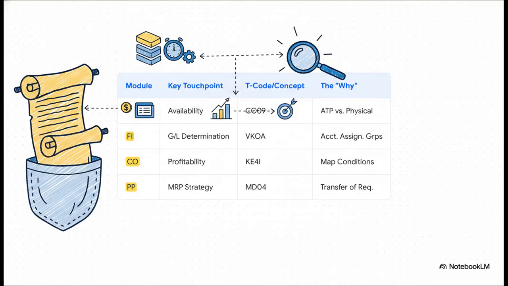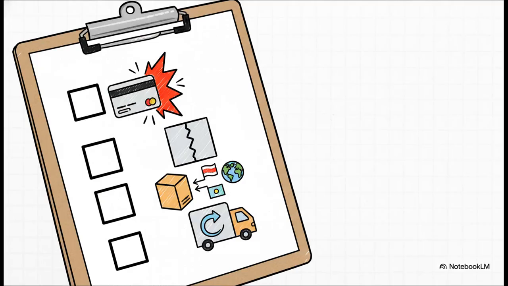So here you go. This is the Integration Experts Cheat Sheet. I wanted to give you something you can actually use. This table sums up the most critical spots. It's all about that ATP check in CO9. FI, you go straight to VKOA for account determination. CO, it's that KE4I mapping. Seriously, when things go wrong, these are the first places you should look. Keep this handy. And to really bring this to life, here's your new checklist.